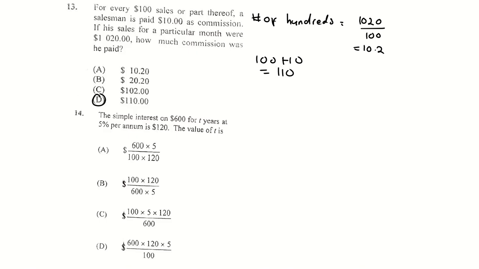Alright, number 14. The simple interest on 600 for T years at 5% per annum is 120. Then the value of T is, now if we remember, T is your simple interest by 100 over principal by rate. What is the simple interest? 120. We're looking for 120 by 100 but divided by 600 by the rate. So the answer is B.